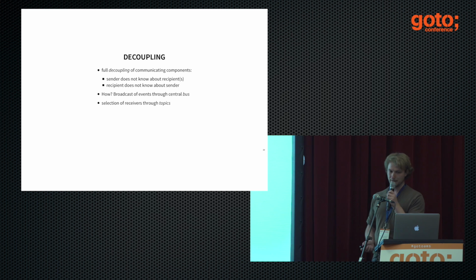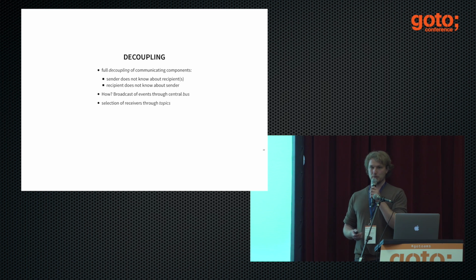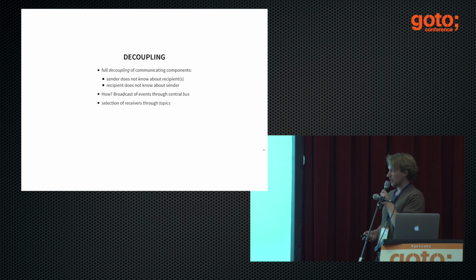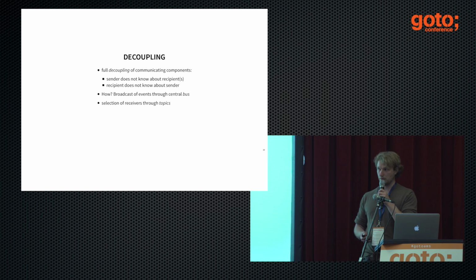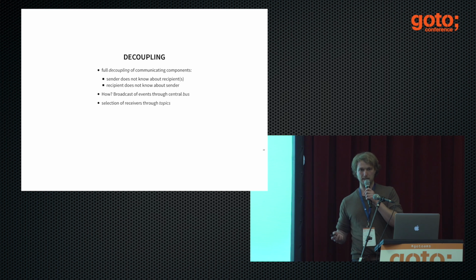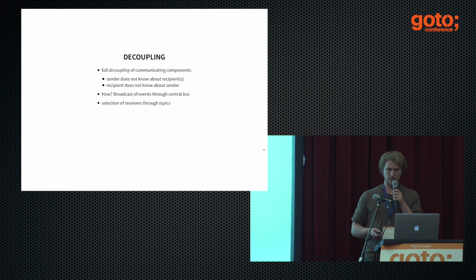Decoupling boils down to allowing your components to communicate, because you always have to have a way for them to do that. But without the sender component actually knowing about its receivers, or even if there are any recipient components when it sends a message. And the receivers should not need to know who actually sent a message. They have to look at it, evaluate what happened, and decide what they need to do now. And how can we do this?